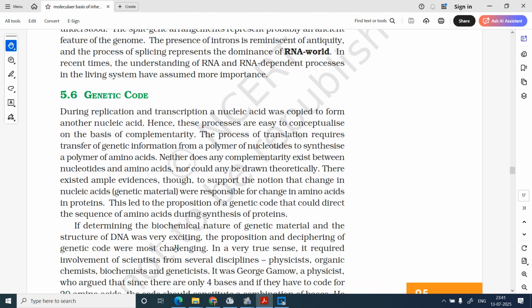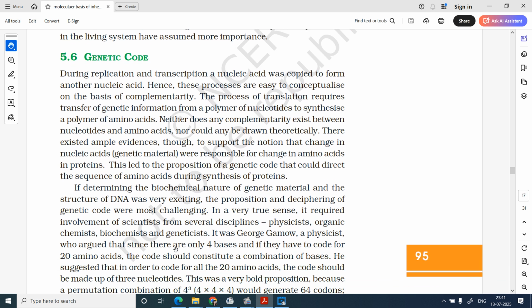5.6 Genetic code. During replication and transcription, a nucleic acid was copied to form another nucleic acid. Hence, these processes are easy to conceptualize on the basis of complementarity. The process of translation requires transfer of genetic information from a polymer of nucleotides to synthesize a polymer of amino acids. Neither does any complementarity exist between nucleotides and amino acids, nor could any be drawn theoretically.